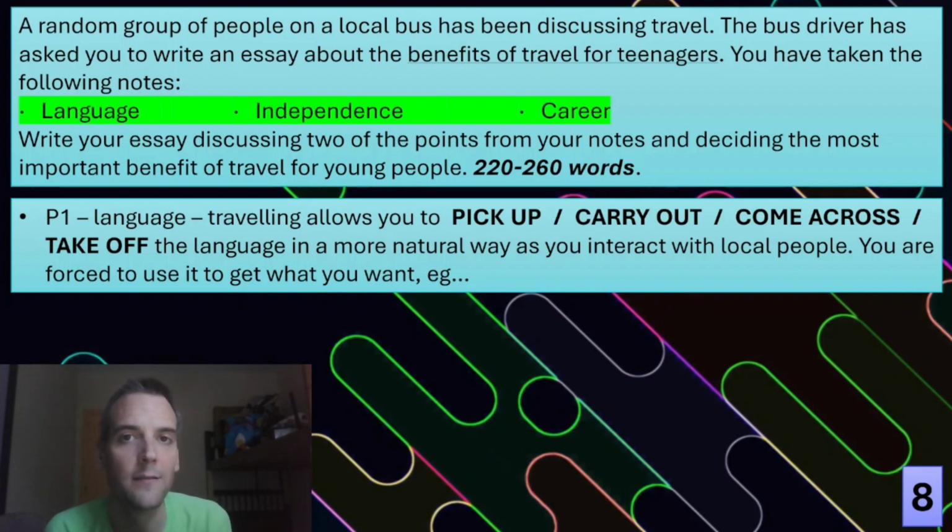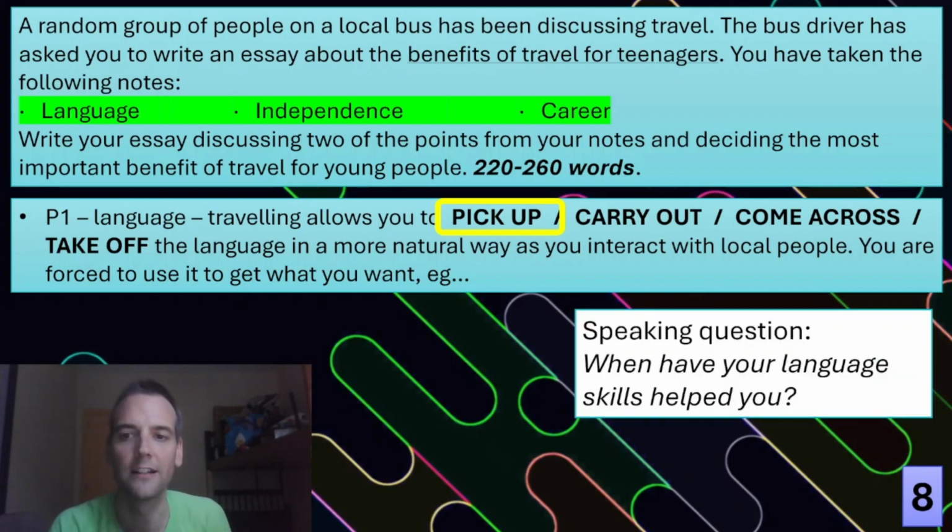We need a phrasal verb that means to learn a language in a natural way as you hear it, as you're immersed in it. And the best answer is you pick up a language. You could maybe say come across, but I think it doesn't quite work here. I mean, it works, but pick up is better because that's specifically what it means. Come across is more like to meet something by chance. So there we go, talk about language, and I'm sure my viewers, with your great level of English, your language skills must have helped you on many occasions.